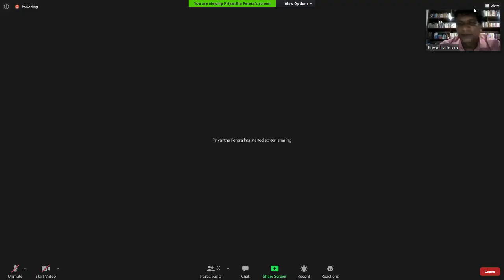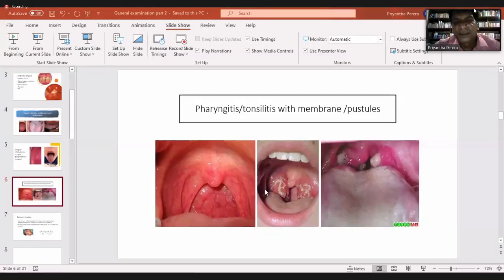Anyway, right. Okay. That is the tonsillitis with the membrane, right? And this one, the third, what do you see there? Right? This is a membrane-like thing. This is pustule. Pustule.